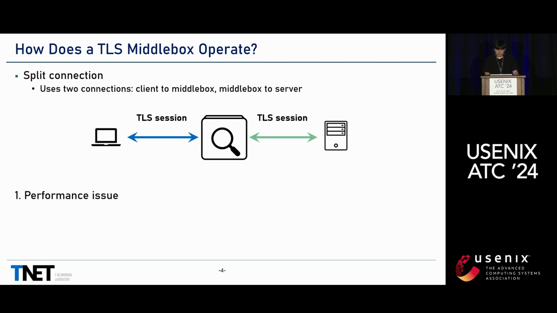The first one is a performance issue. The split connection middlebox should relay two TLS connections. And this means that it should do everything twice, such as TCP handshake, tear down, flow control, or congestion control, which have been already done between the two endpoints. Also, because it uses different session keys for each connection, it must re-encrypt the plain text after decryption.